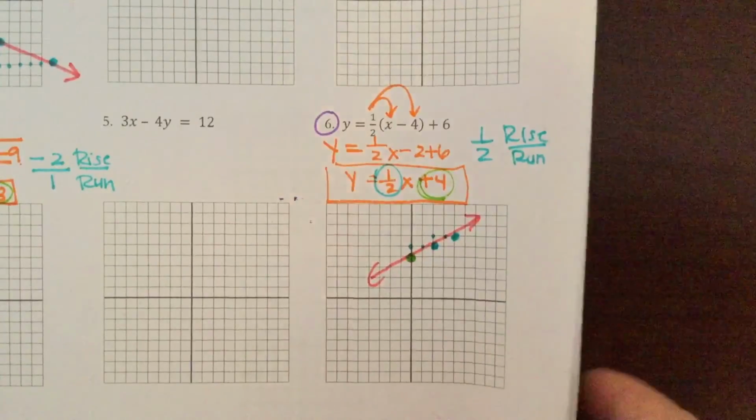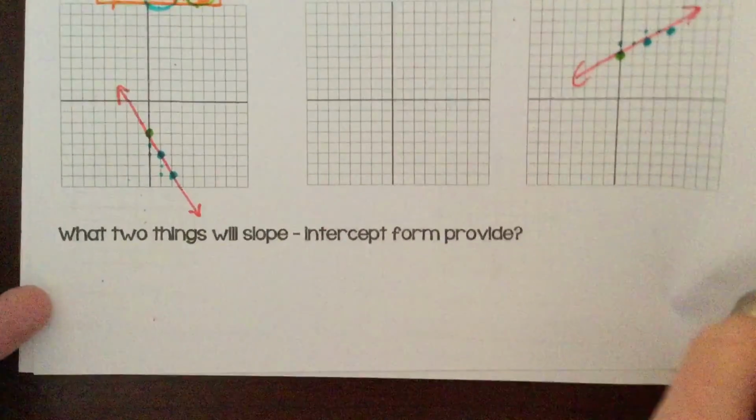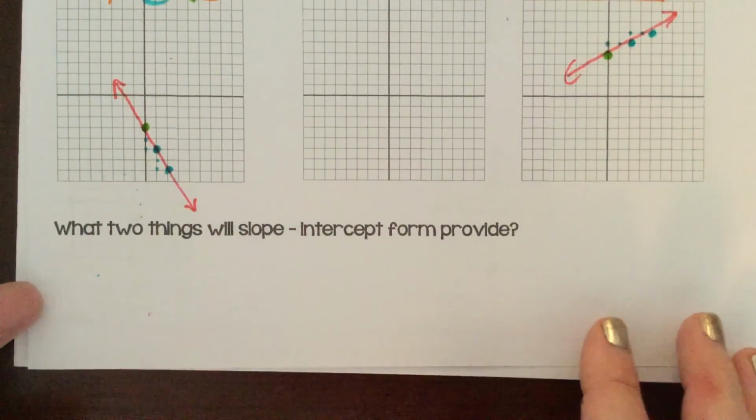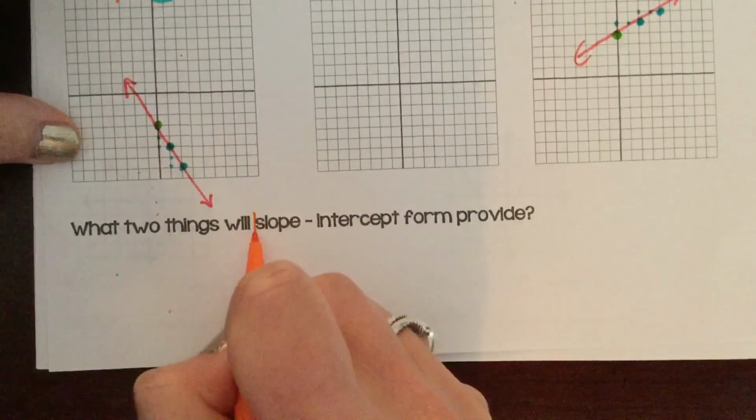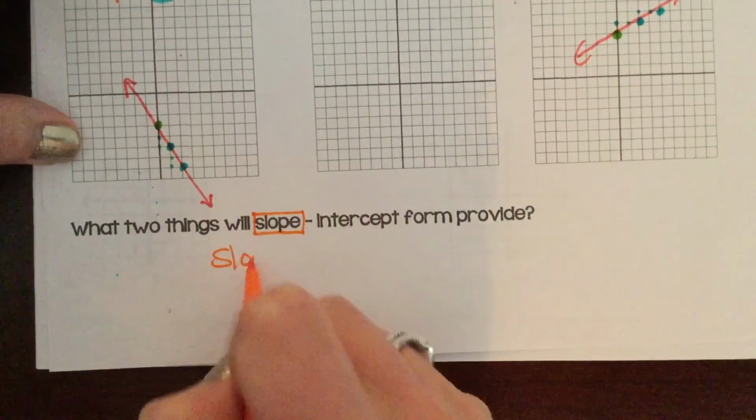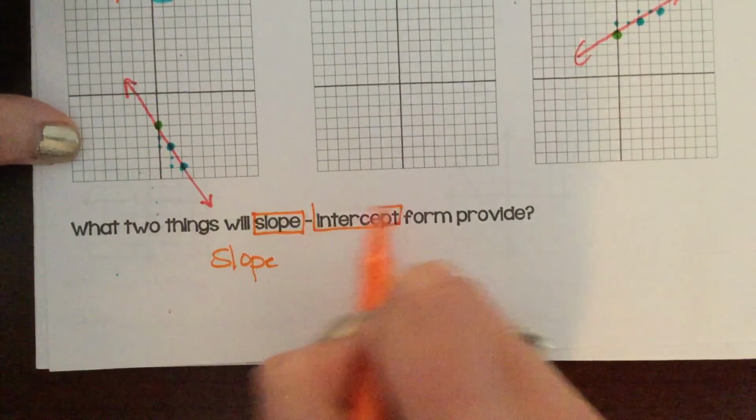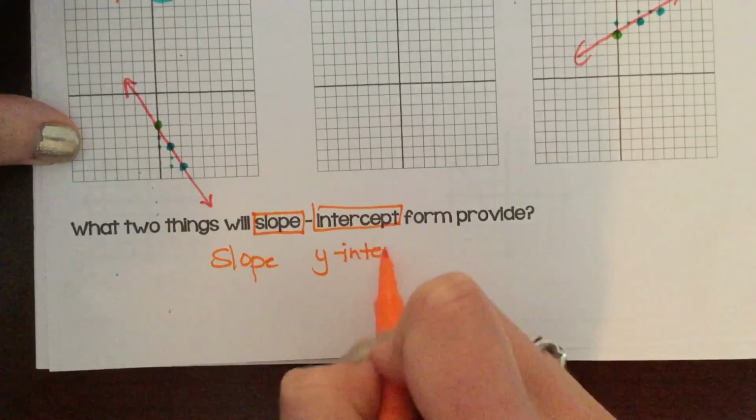In summary, what 2 things will slope-intercept form provide? Remember, the mathematicians weren't very creative. They will provide a slope, and we will be provided a y-intercept.